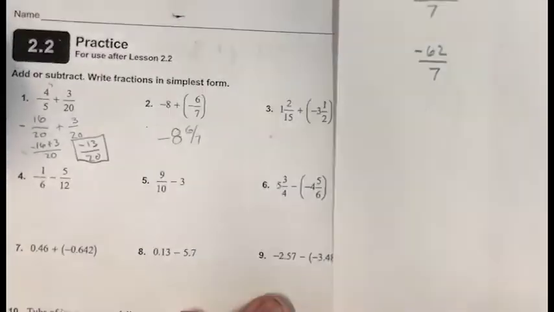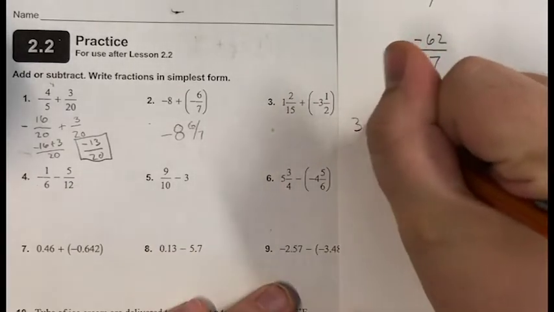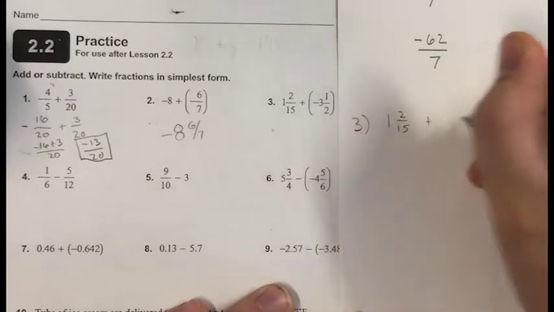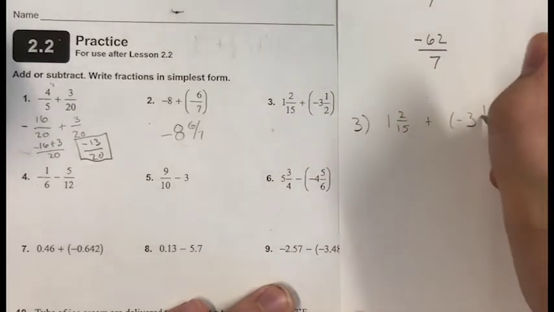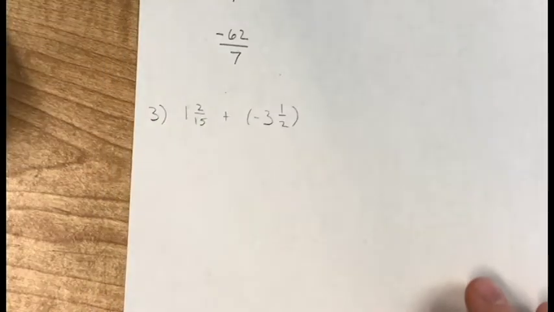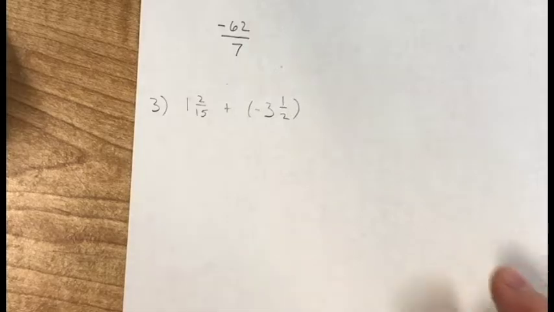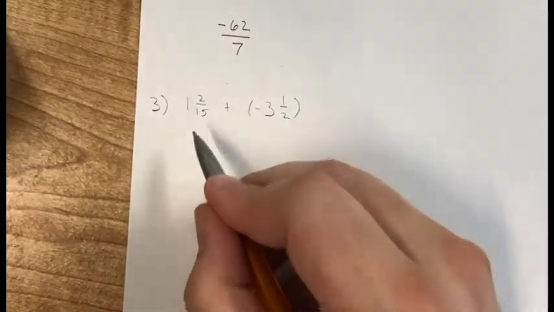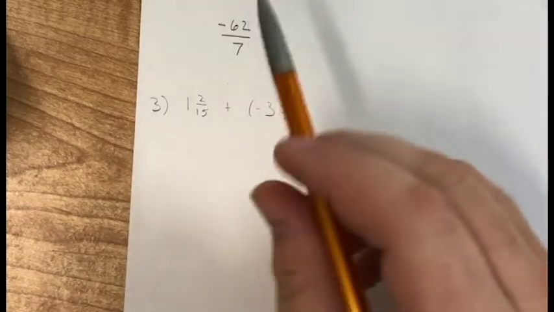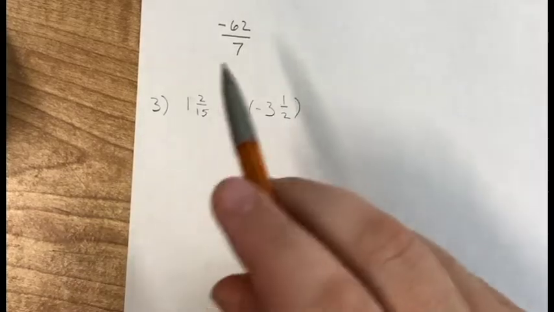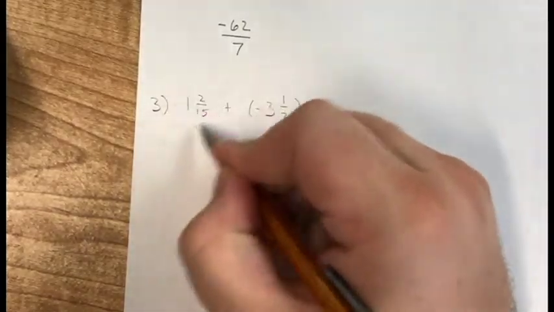So speaking of 3, let's write that one down. Let me do this to the side here. I have 3. I have 1 2/15 plus a negative 3 1/2. All right? So my job is to add these numbers. So let's go ahead, and since I'm working with fractions, let's change them into improper fractions. And if you don't know how to do that, I'm not going to review it in this video because you should know it by now. But if you don't, you need to find me. So let's work with this one.